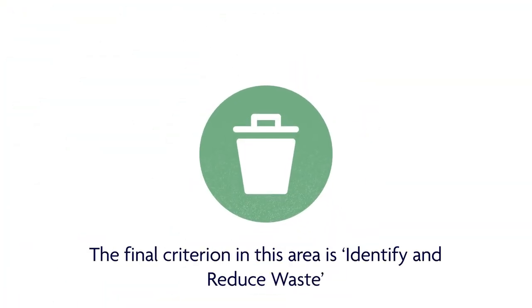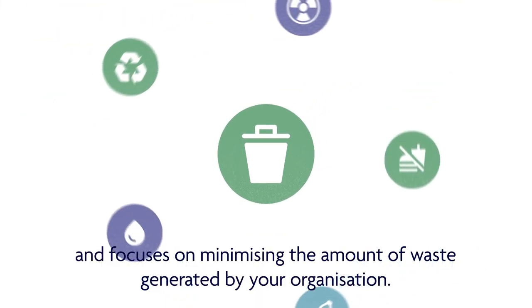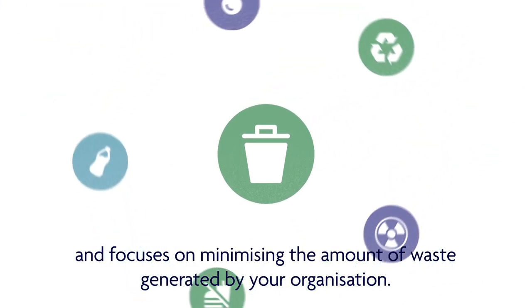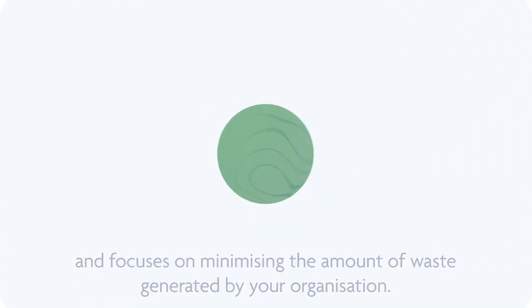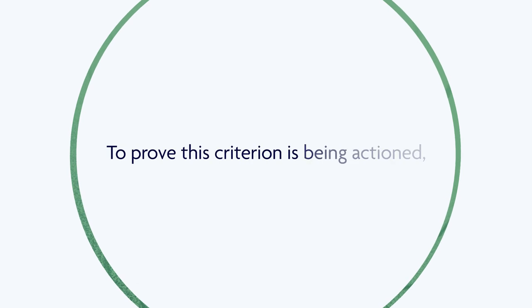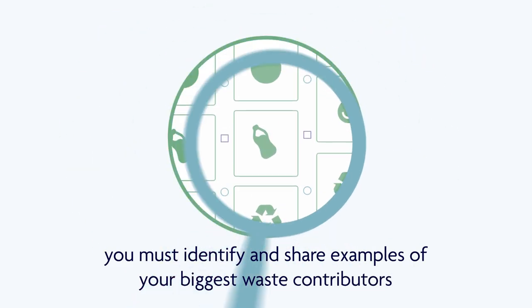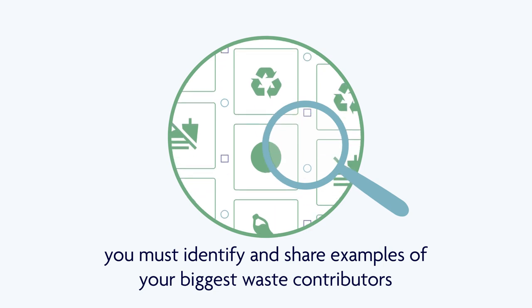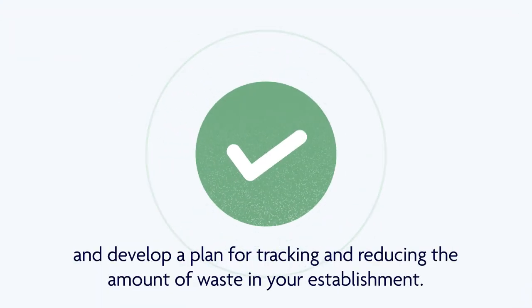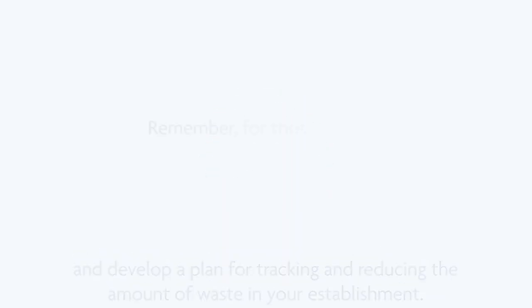The final criteria in this area is identify and reduce waste, and focuses on minimizing the amount of waste generated by your organization, and in turn, the impact you have on the environment. To prove this criteria is being actioned, you must identify and share examples of your biggest waste contributors and develop a plan for tracking and reducing the amount of waste in your establishment.